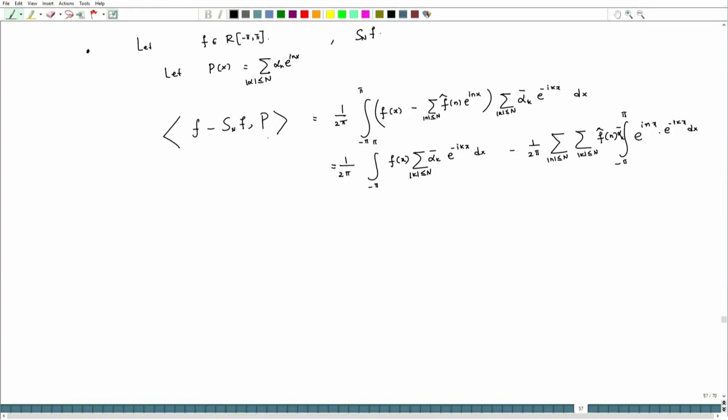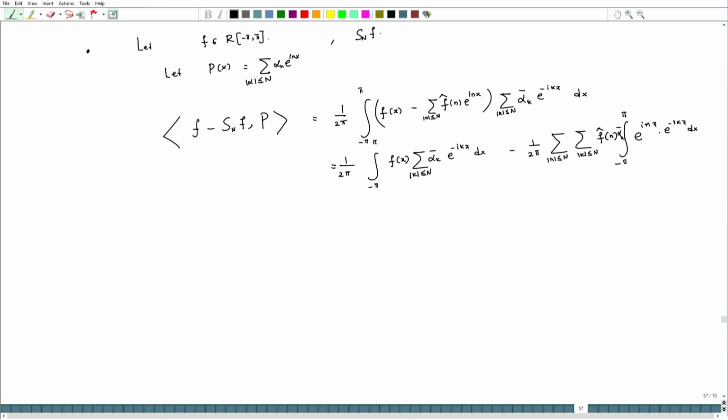In the last lecture we were trying to see how f minus S_n f behaves with any other trigonometric polynomial of degree less or equal to n. By writing it out, we found that the inner product of f minus S_n f with p is 1 by 2 pi, the integral from minus pi to pi of f of x times p of x bar dx, minus the inner product of S_n f with p, where S_n f is the sum of f hat of n e to the power i n x, a finite sum.